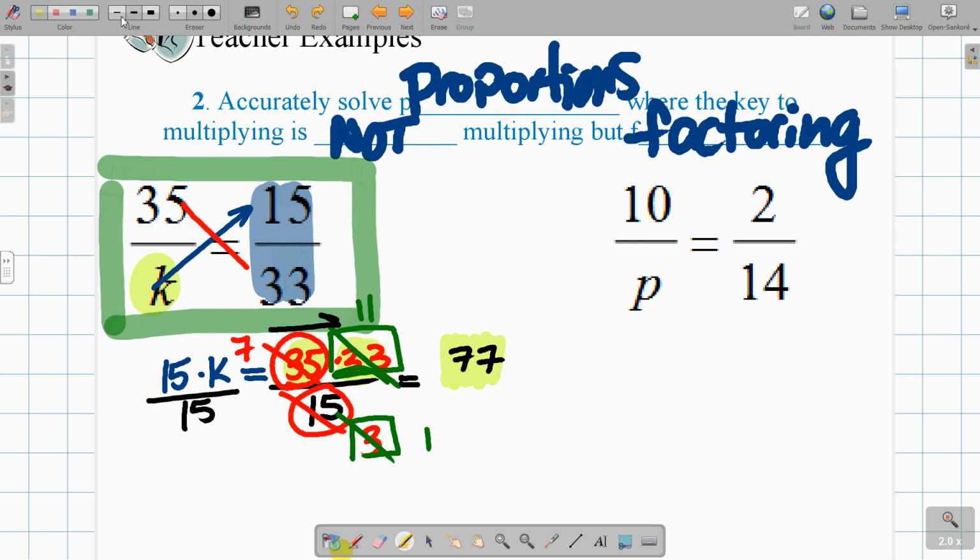Let's try that again. The key to multiplying is not to multiply, but to factor. I'd like you to draw your cross multiplication arrows.